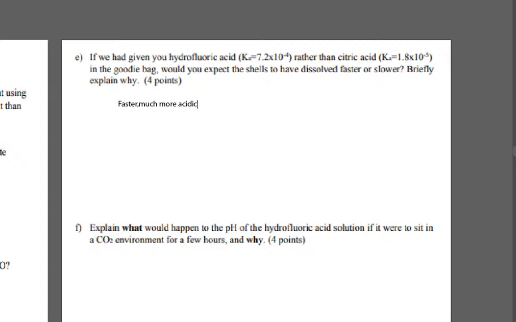And then part F. Explain what would happen to the pH of the hydrofluoric acid solution if it were to sit in a CO2 environment for a few hours, and why? Huh.